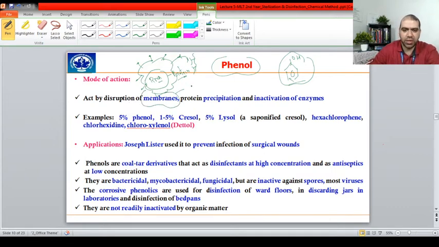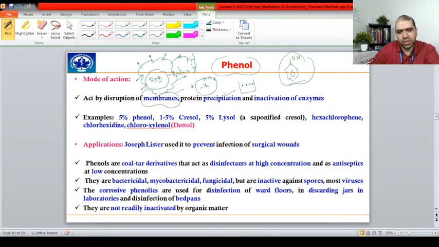Also, gram-negative bacteria have an outer membrane apart from peptidoglycan. Again, phenols can disrupt it and the gram-negative bacteria can be killed. Okay, the second thing is that it precipitates out the protein. Precipitation means that in your solution, they will come out of the solution.